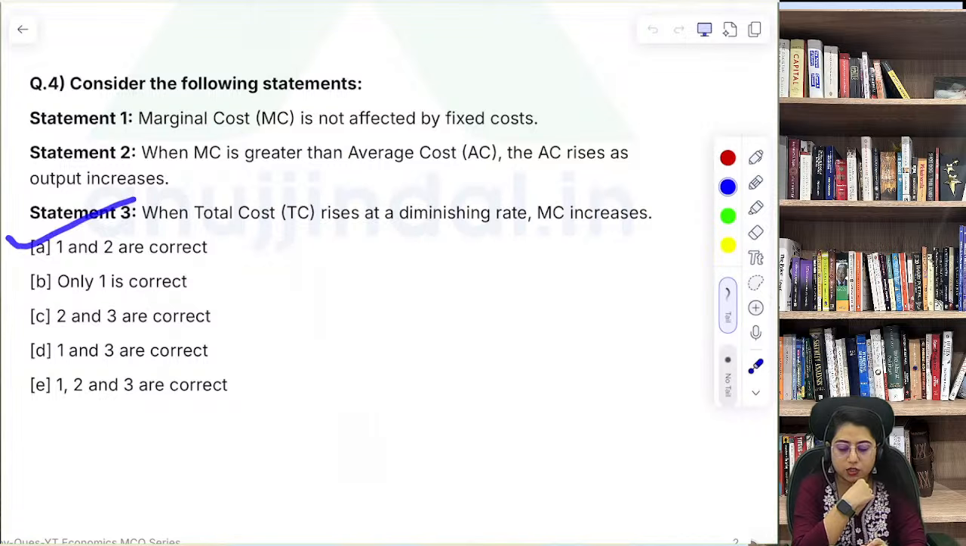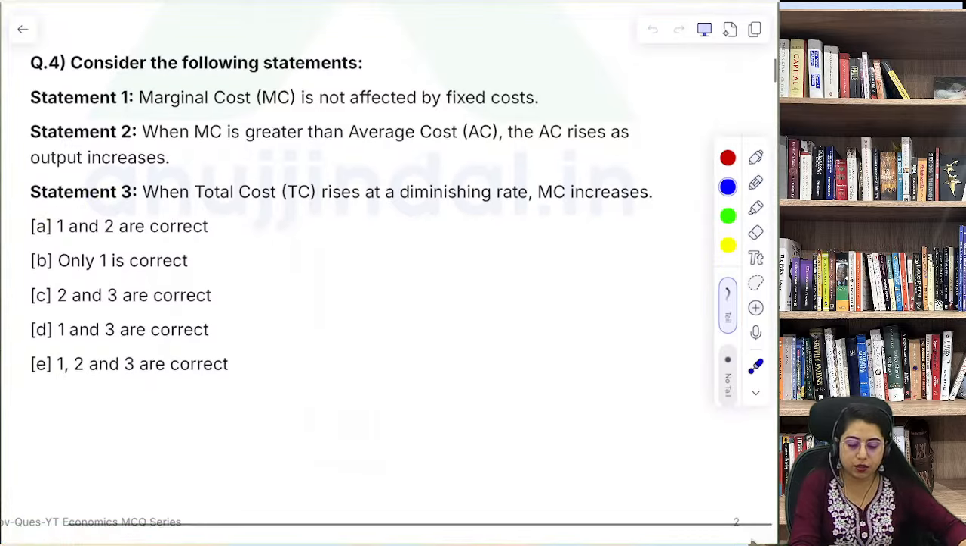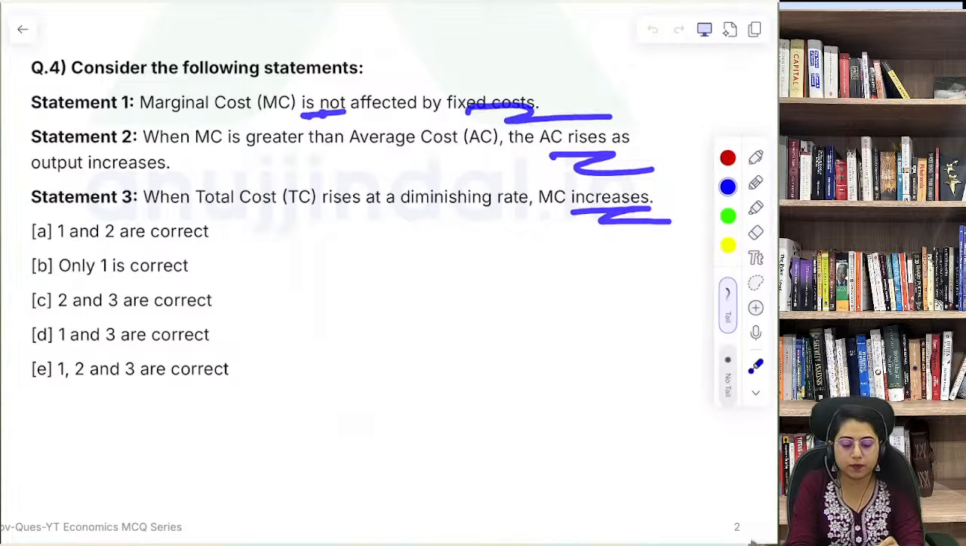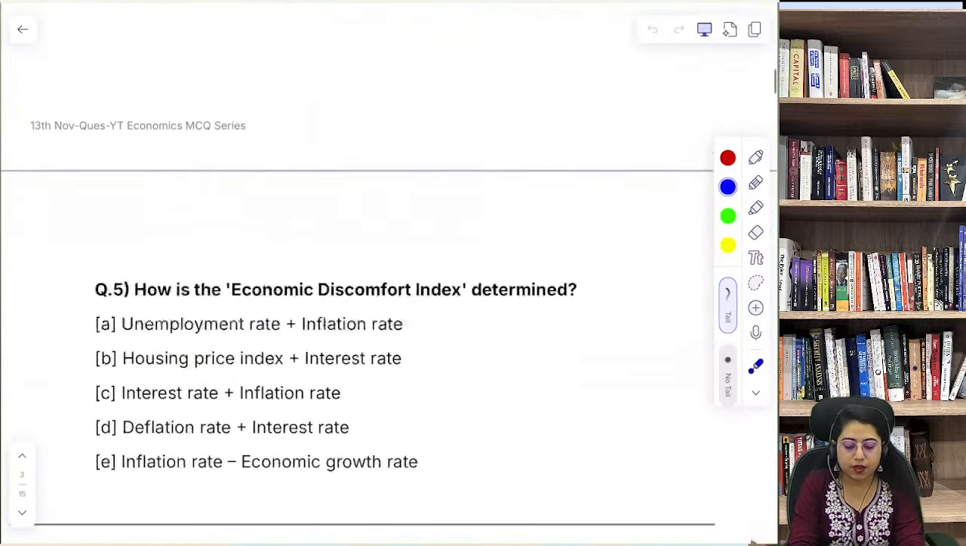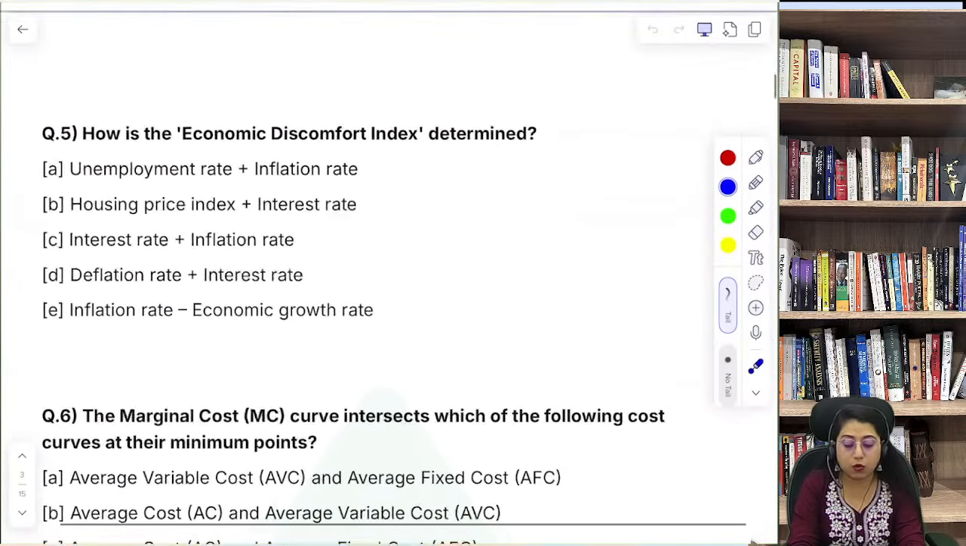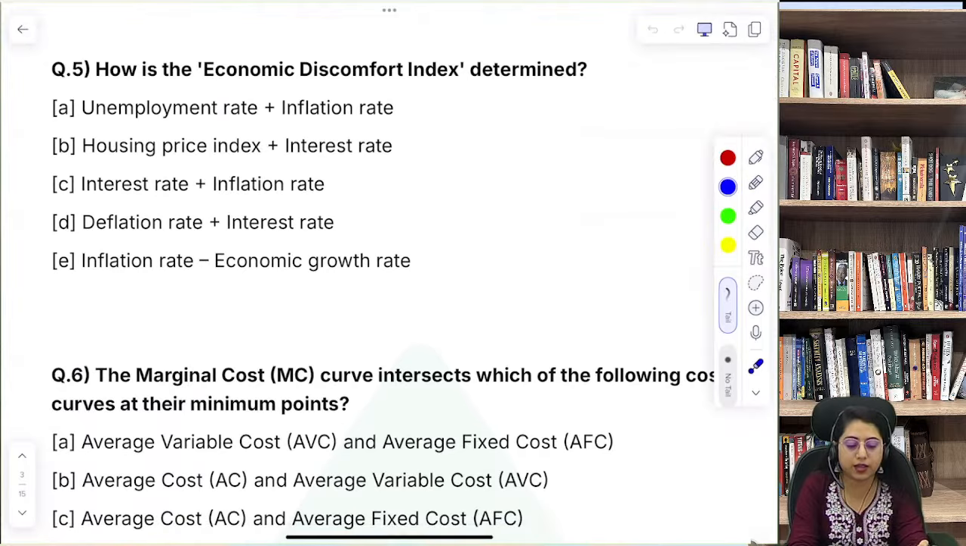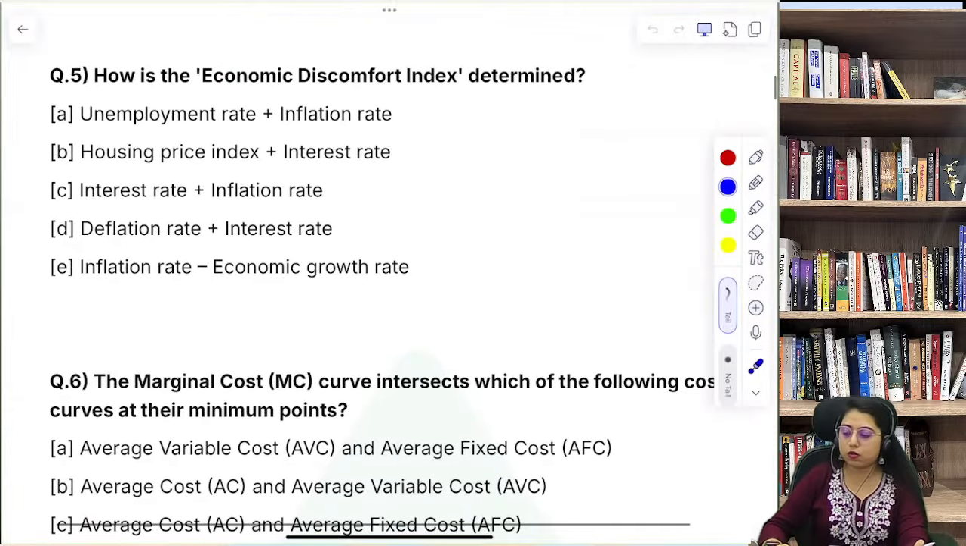Okay, the right answer is option number A. Yes, right, Lahiri. Please read carefully what is being asked, correct or incorrect option, and please pay attention to the terms. Okay. Question number 5. How is the economic discomfort index determined?